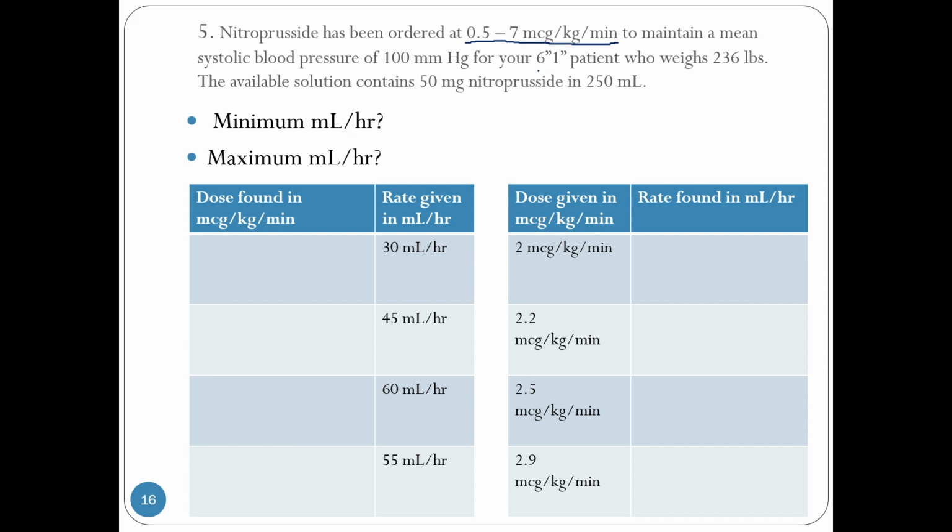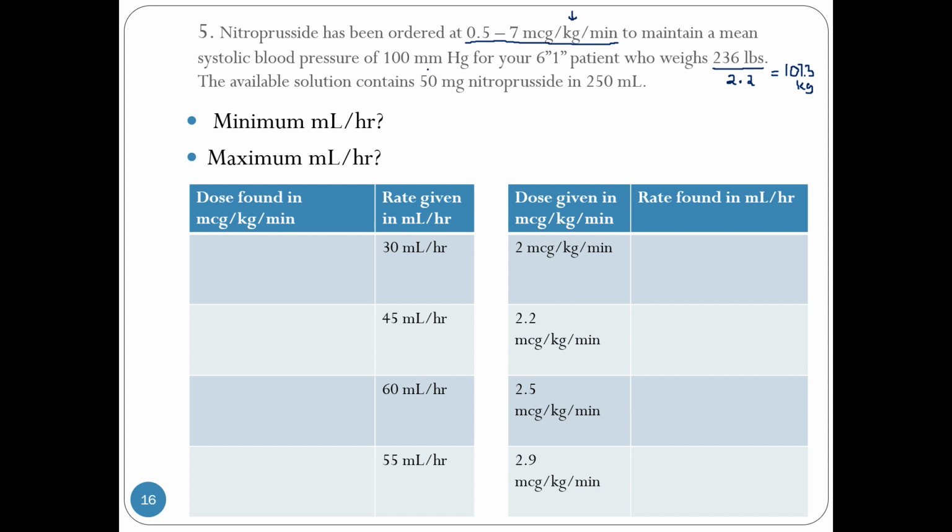I see that my patient is 6'1" and that they weigh 236 pounds. I did note that when I read the order, it was per kilogram. So the first step of math that I'm going to do is take 236, divide by 2.2, and I get 107.3 kilograms. I do need the patient weight because of the kilograms in the order.